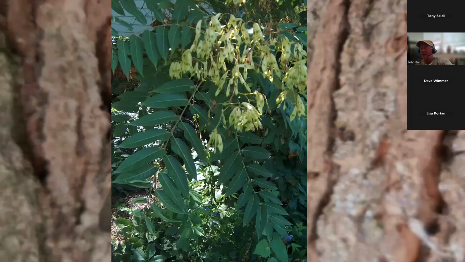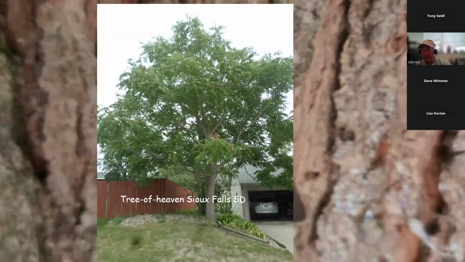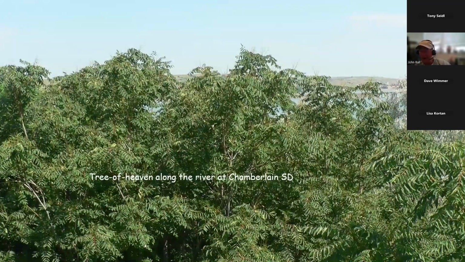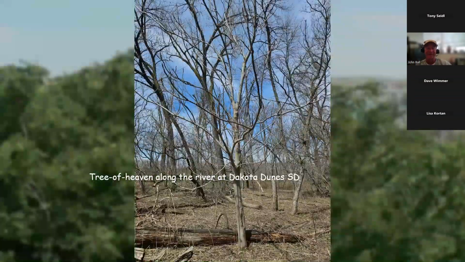And they produce not a walnut, but the samaras that hang. I took that picture in Pierre, so it gives you an idea of where else they're found. And there's one in Sioux Falls as an ornamental tree. And here they are around Chamberlain. They've naturalized along the river. Tree of Heaven down in Dakota Dunes.